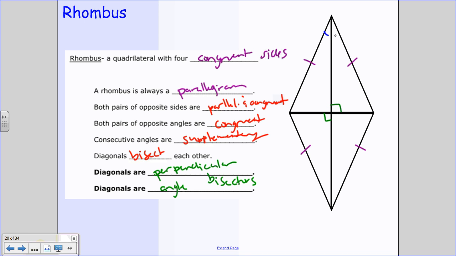So this angle is congruent with this one. This angle is congruent with this one. So that's two equal angles. This angle is congruent, and so on and so forth. So it bisects the vertex into two congruent angles.